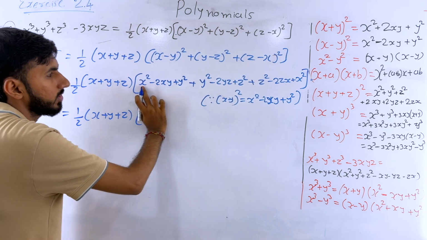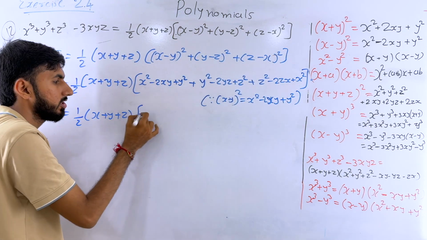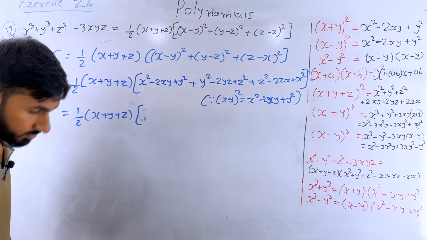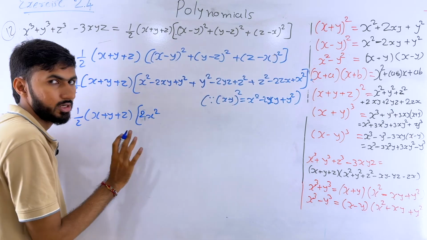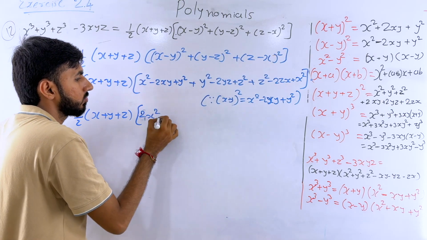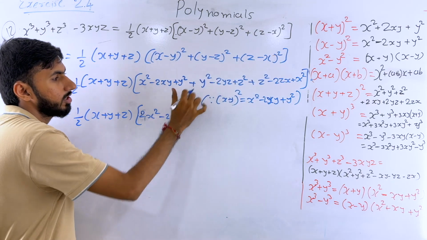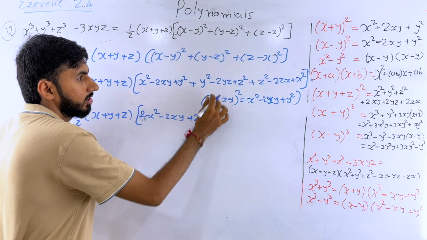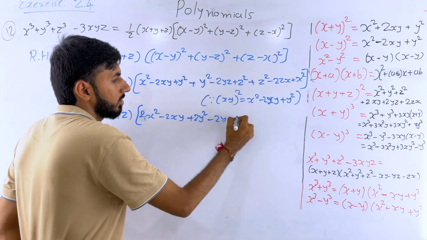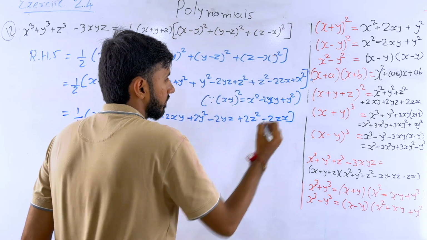If you see, I have x square here and another x square at the last. So x square plus x square will be 2x square, right? Now minus 2xy here, I don't have another minus 2xy, so let me write it as it is, minus 2xy. Y square here and y square here, so it will be 2y square, minus 2yz here. I don't have another 2yz. Z square here and z square here, it will be plus 2z square, minus 2zx as it is, right?